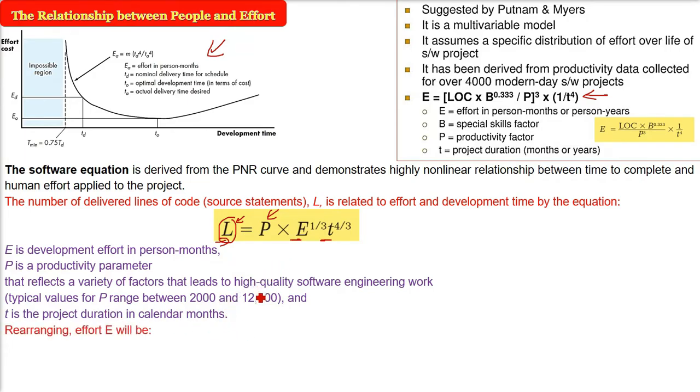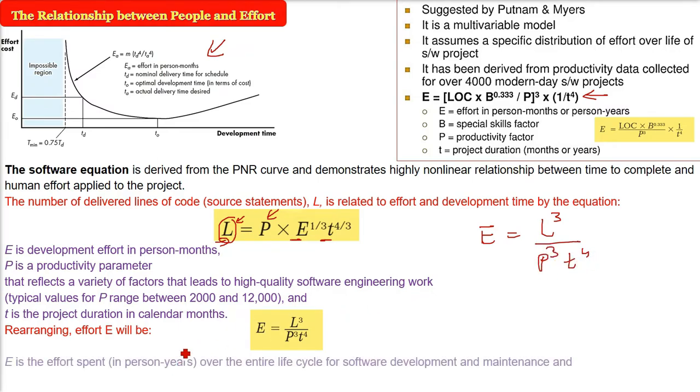Now let us rearrange it. A certain rearrangement gives a very good equation for the effort E: L raised to 3 divided by P raised to 3, T raised to 4. Let me write it because we are going to use it in an example. E is the effort spent in person years. Please remember person years, for the entire life cycle of software development and the maintenance part also. And T is the development time in years. Please remember that in this equation the time will be in years.